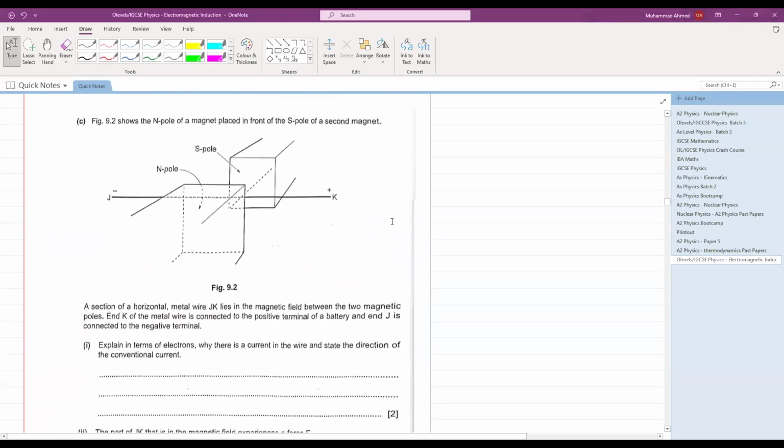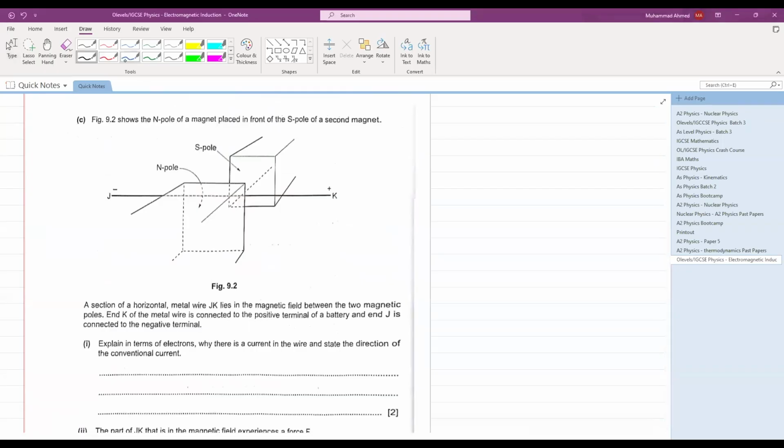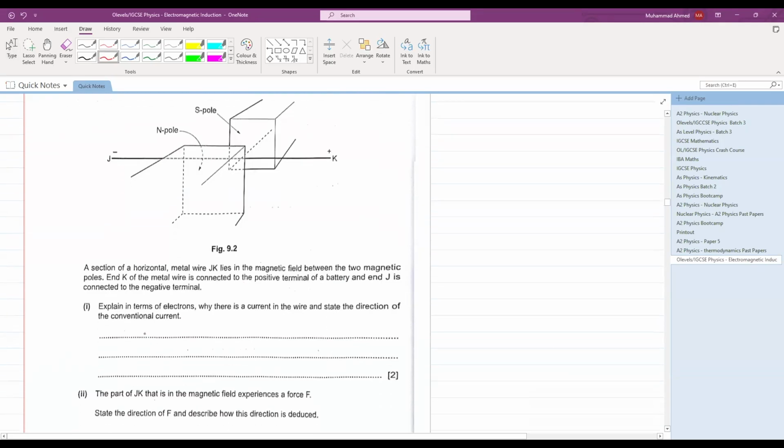Let's further move ahead. Figure 9.2 shows the north pole of a magnet placed in front of a south pole of a second magnet. A section of a horizontal metal wire JK lies in the magnetic field between the two magnetic poles. End K of the metal wire is connected to the positive terminal of a battery and end J is connected to the negative terminal of the battery. Explain in terms of electrons why there is a current in the wire and state the direction of the conventional current. Why is there a current in the wire?